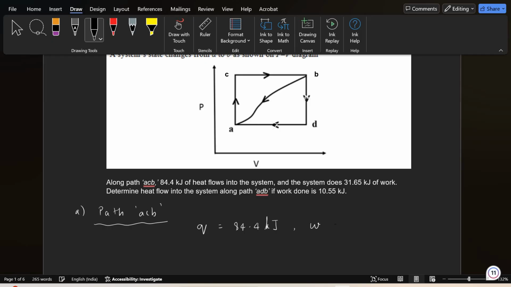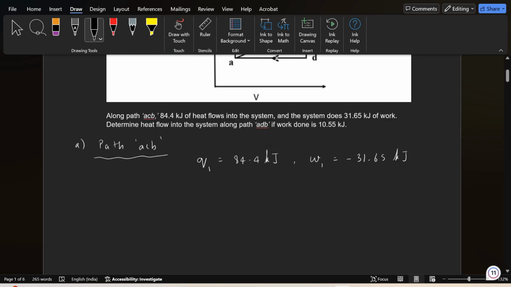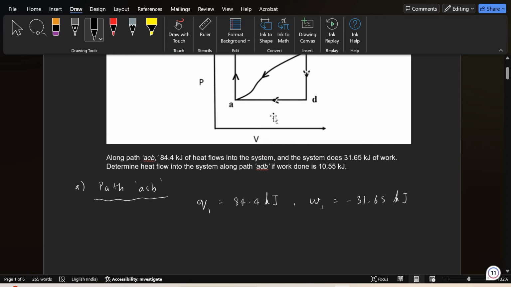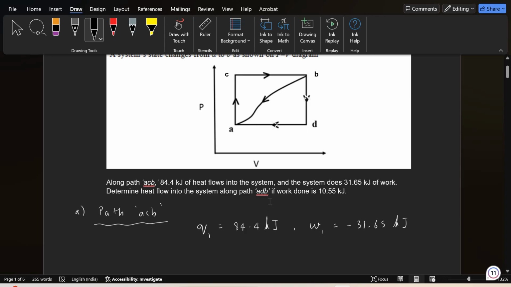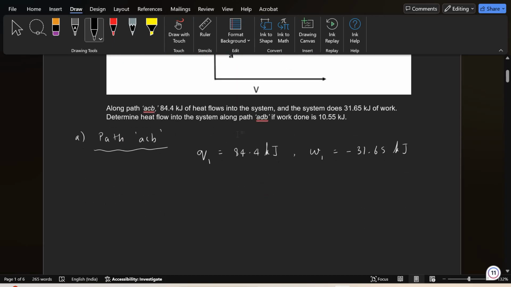What is the sign for that? Jagdeep, what is the sign for when the system does work? Negative, sir. Okay, correct. So it is minus 31.65 kilojoules. Basically, we have two state points A and B. One path is ACB. Now what are they asking us? They're asking what is the heat flow into the system along path ADB if work is done.